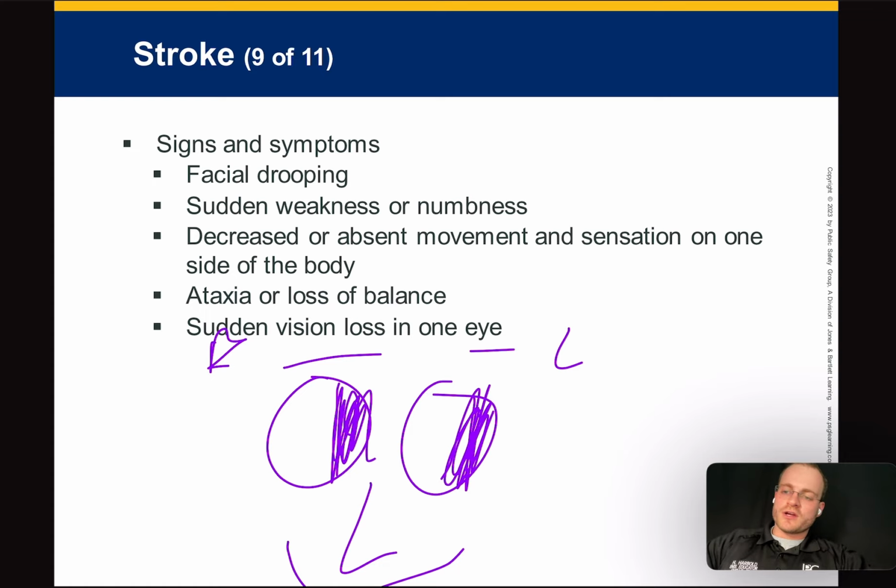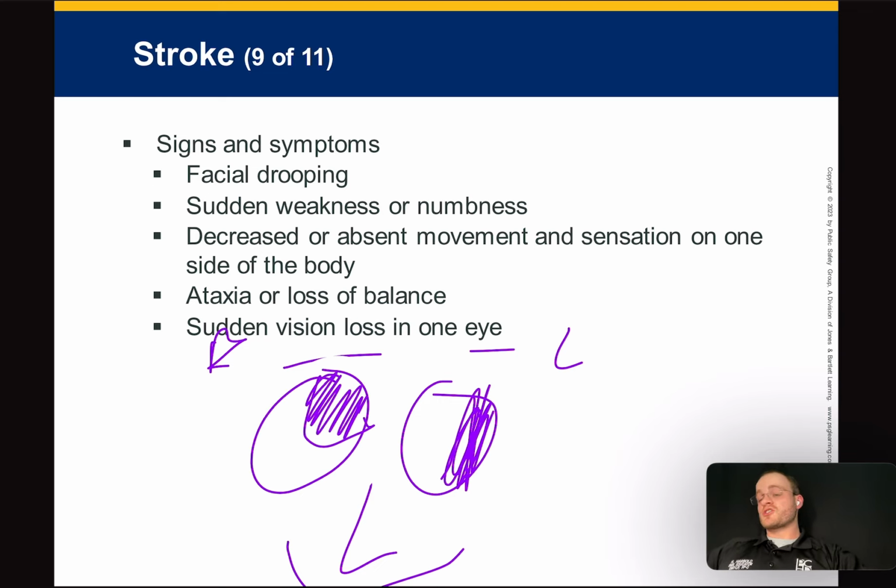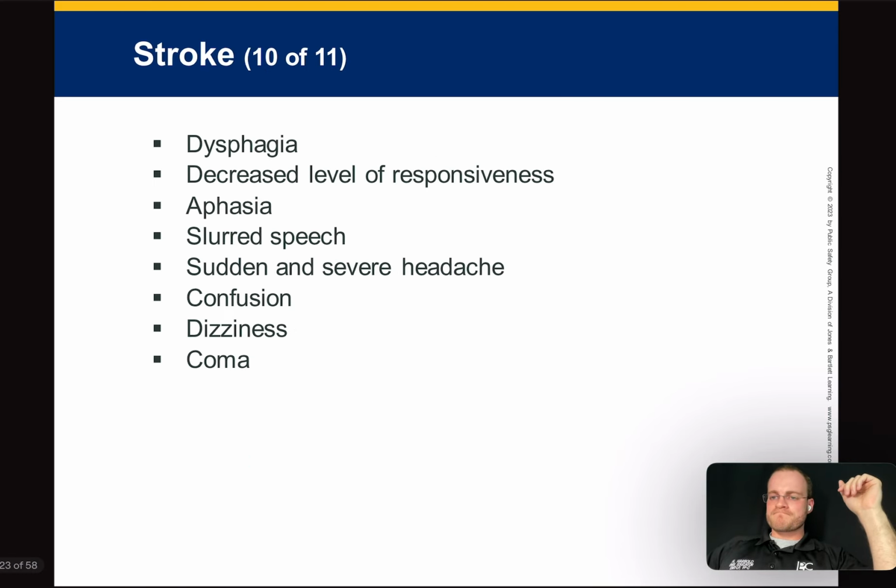You could also have what's called quadrantanopia, right? So you could just have, and we don't really diagnose this in the field, I'm just pointing some things out to you, right? They could just not be able to see out of a quadrant, okay? So there's different ways this can present, okay?